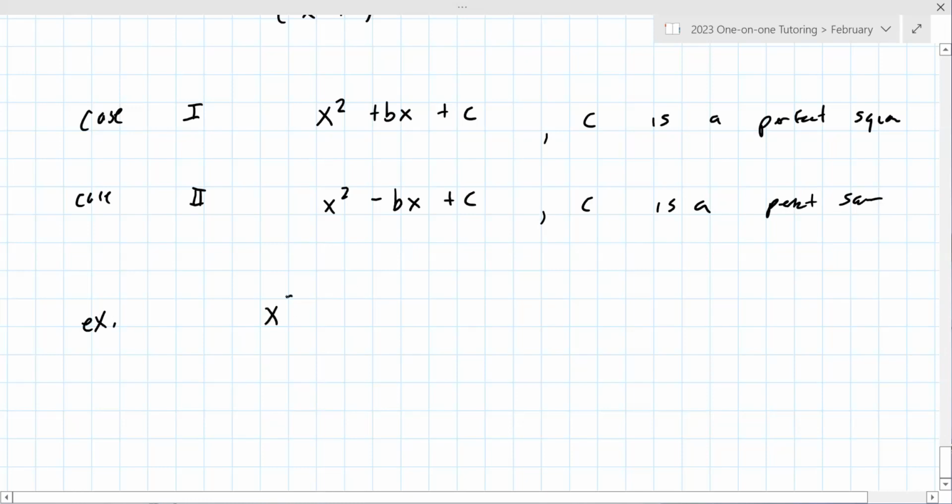So some of these examples are going to look really similar. It would be x squared minus 4x plus 4. So again, can you take the square root of the last number? Yes, I can. It's 2. But notice it has to be minus 4 this time. So the answer ends up being x minus 2, x minus 2.